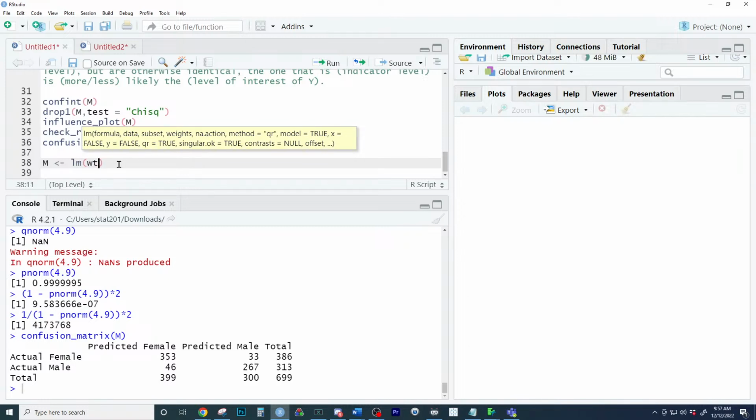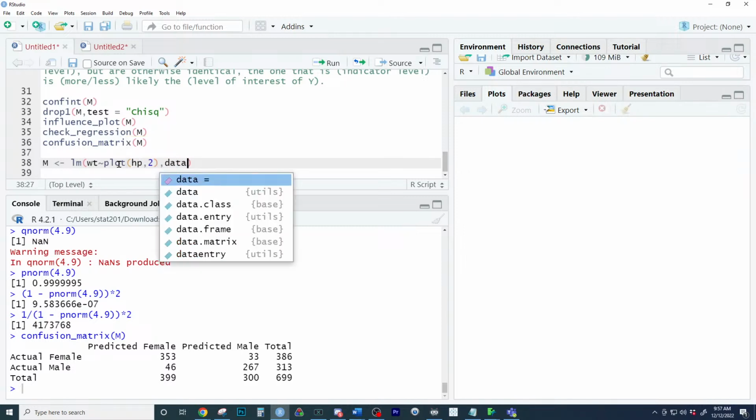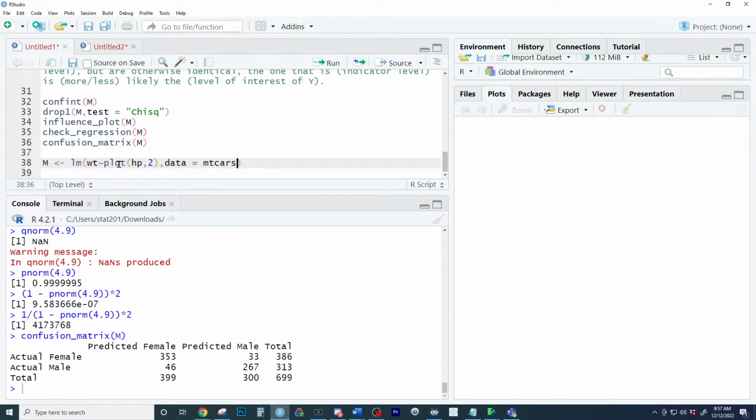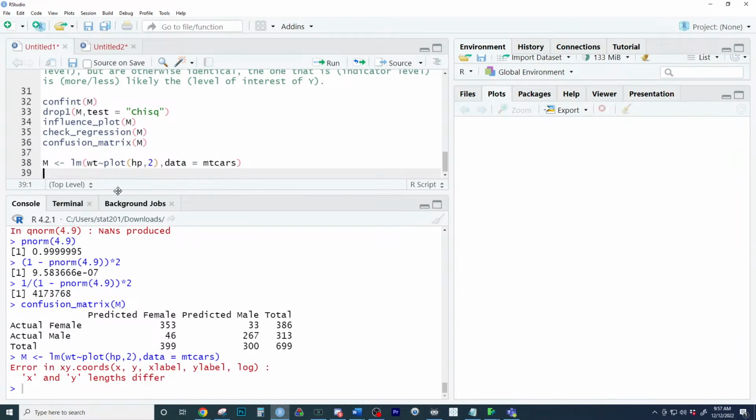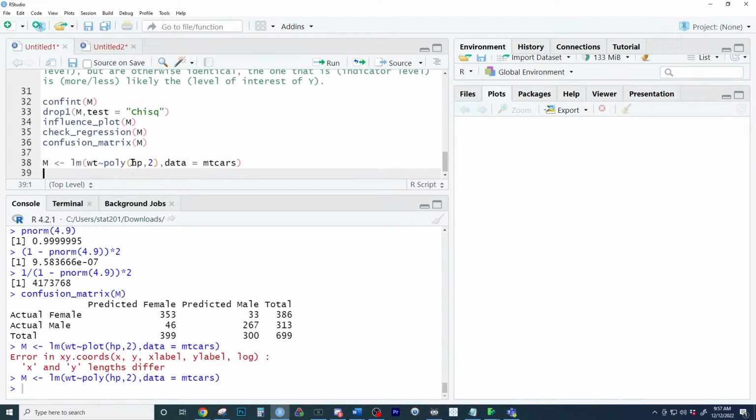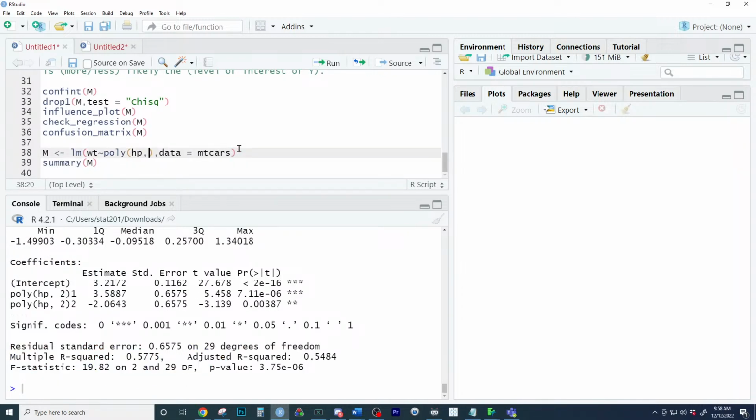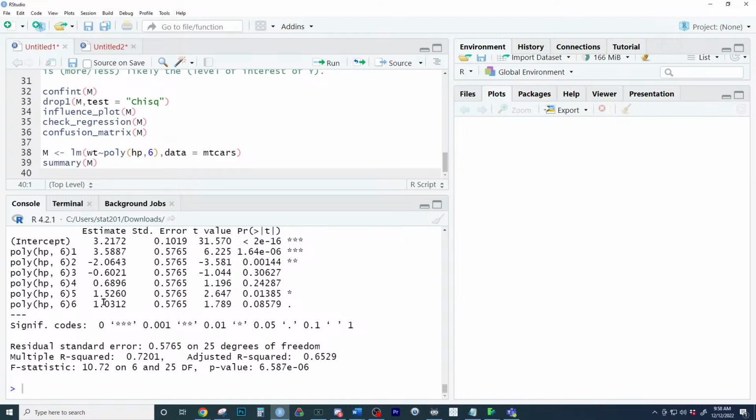So if we have weight, poly, and this kind of gets into poly, horsepower 1 and horsepower 2, data equals mtcars. X and Y differ in length. Oh, plot. Oh my gosh. There we go. Well, we need more than the 6th. Take a look right here. If you have x to the 6th power, then you would need x to the 1st through x to the 5th. And the model automatically, when you do the polynomial, preserves model hierarchy.